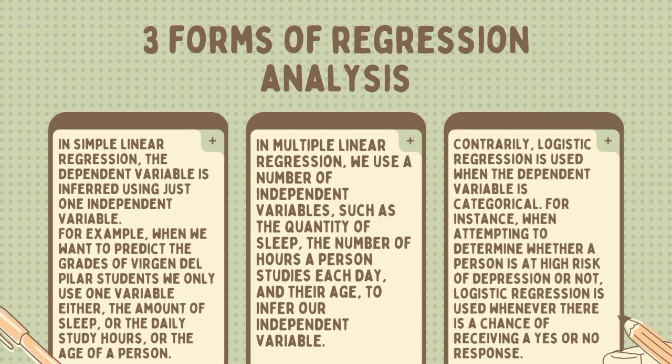For example, when we want to predict the grades of Pilar students, we only use one variable, either the amount of sleep, or the daily study hours, or the age of a person. In multiple linear regression, we use a number of independent variables, such as the quantity of sleep, the number of hours a person studies each day, and their age, to infer our dependent variable.